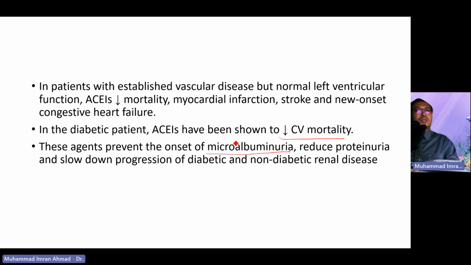Microalbuminuria is one of the things we look for to detect kidney problems, which can be an effect of hypertension. Long-standing hypertension, of course, can cause problems with the kidney. So ACE inhibitors reduce proteinuria and also slow down the progression of diabetic and non-diabetic renal disease, which is a very good thing. ACE inhibitors protect our kidney.